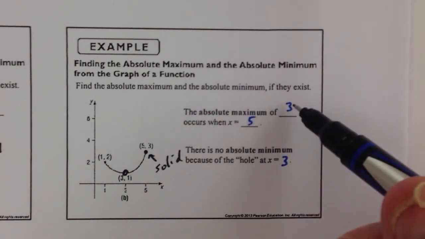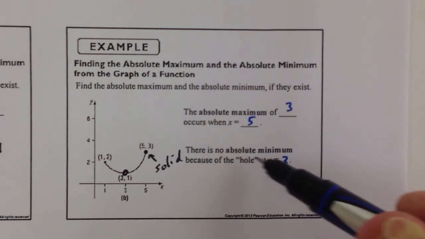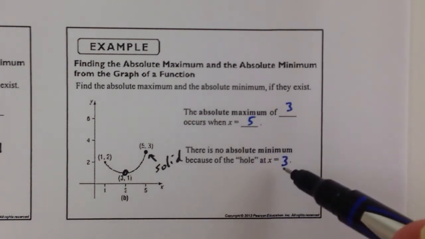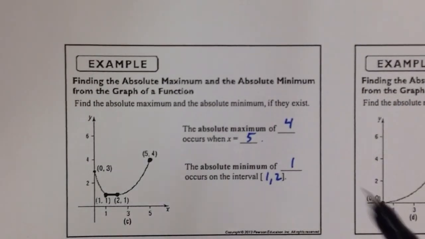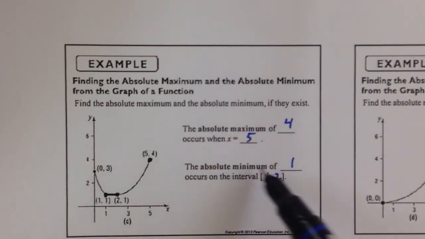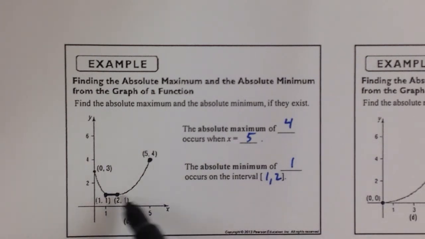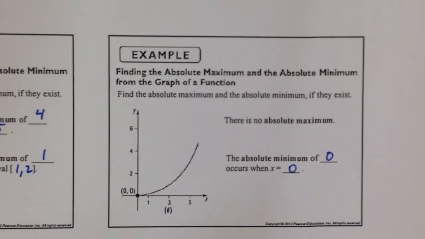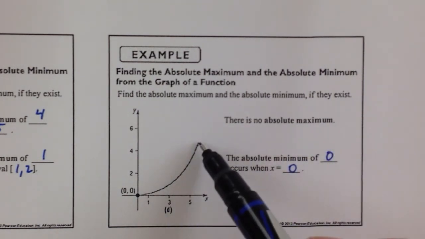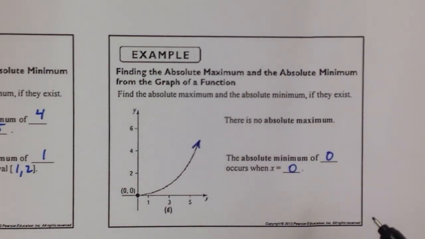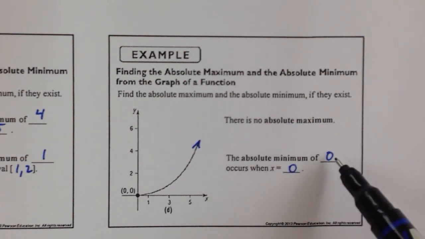Okay, time in. Here we go. Absolute max of 3 occurs when x equals 5. There's no absolute minimum because of the hole at x equals 3. We've got (4, 5), (1), and then this is where it gets a little tricky sometimes. The absolute minimum value can occur at more than one place. So this absolute minimum value of 1 happens to occur on this entire interval from 1 to 2. Okay? And then we have no absolute max because the values of the function keep getting bigger. And then absolute minimum of 0 when x equals 0.